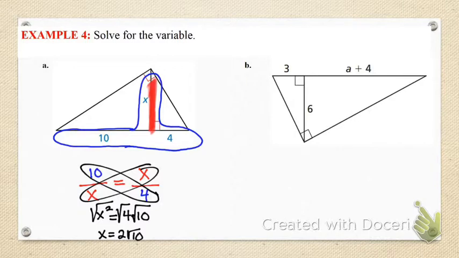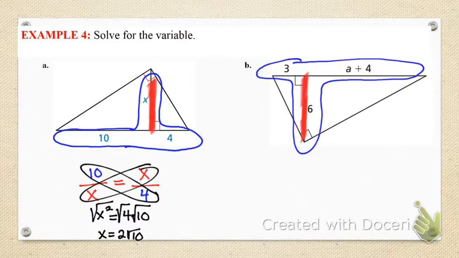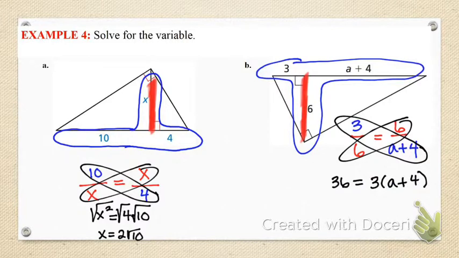All right, same thing over here. Let's look at B now. Let's set up our blip, blip, blip, like that, like an upside down heart rate monitor. The altitude 6 is the geometric mean of the two segments of the hypotenuse. So put your 6 in there. Put your two pieces of the hypotenuse in there. Cross multiply and solve for A. Okay, so that's the first shortcut theorem we have, called the geometric mean altitude theorem.